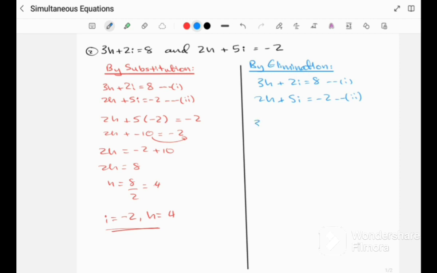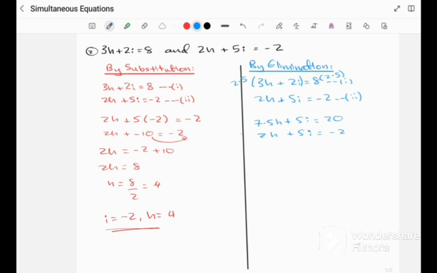So let's multiply this side by 2.5 and this side by 2.5. So we're going to have 7.5h plus 5i is equal to 20. And our second equation was 2h plus 5i is equal to negative 2.